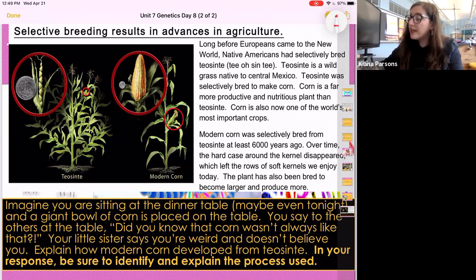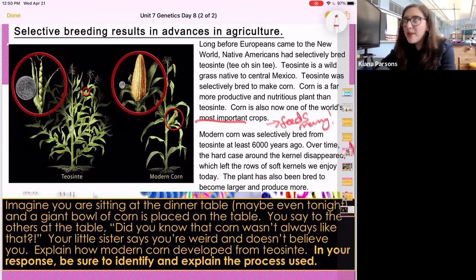And why is it important? Because it feeds a lot of people. Thanks, corn. Modern corn was selectively bred from teosinte at least 6,000 years ago. Over time, the hard case around the kernel disappeared, which left rows of soft kernels we enjoy today. The plant has also been bred to become larger and produce more.